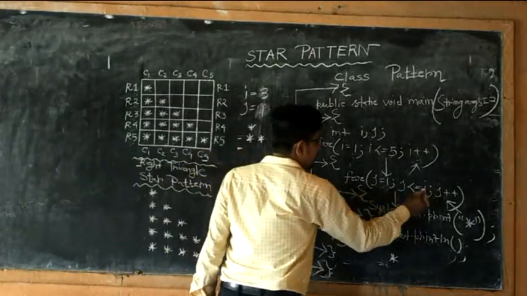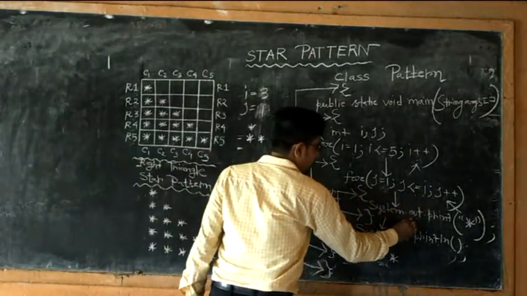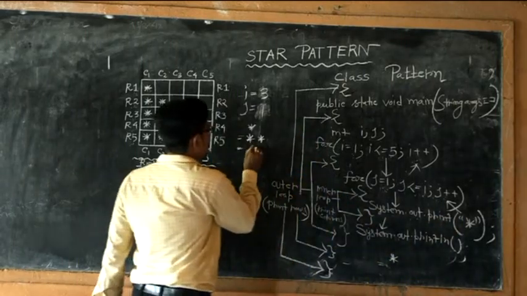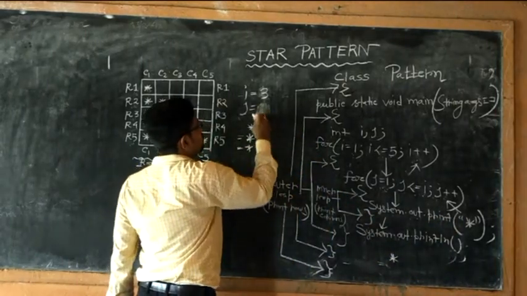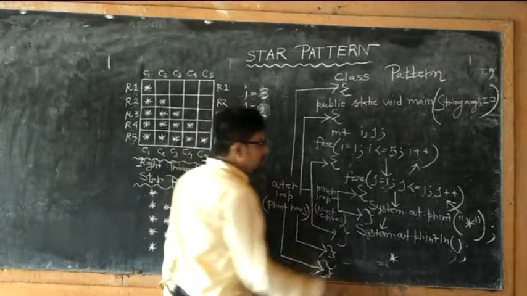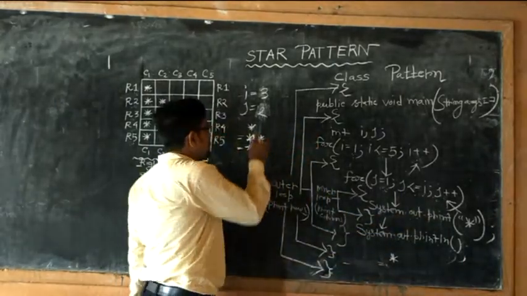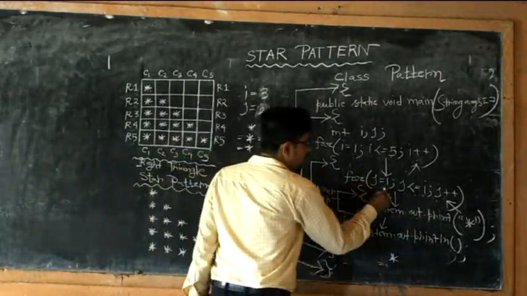1 less than or equal to 3, condition true, print 1 star. Now j value is becoming 2, j plus plus. j plus plus will increase the value by one more. Now j is becoming 2. So j is now 2.